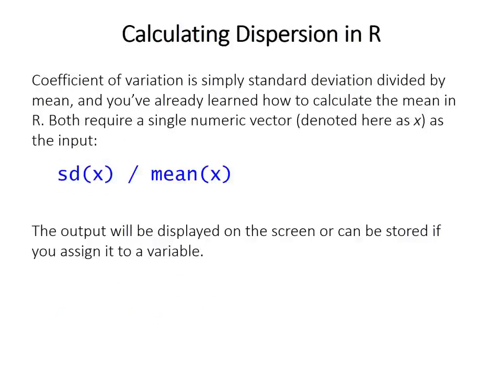So I don't know of a built-in function to do coefficient of variation in the base version of R at least, but it's not really necessary. It's just standard deviation divided by mean. You know both those functions, so you can calculate it pretty easily. So the output of this and any function will be displayed to the screen if you just type this, or you can assign it and store it as a variable.